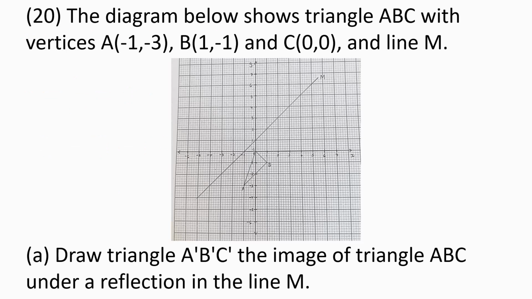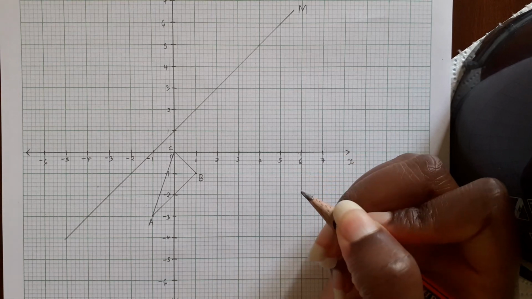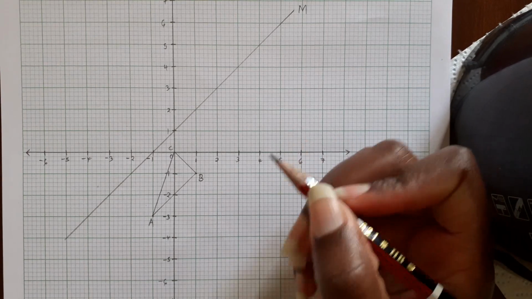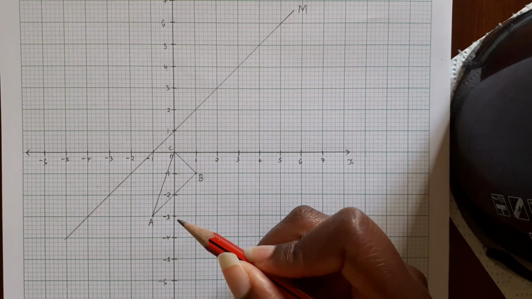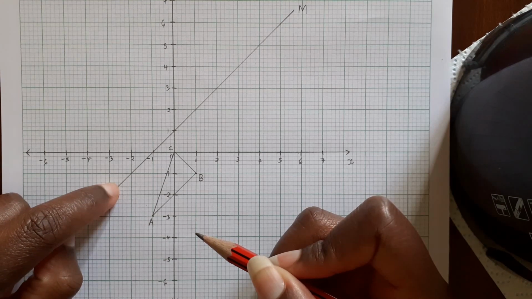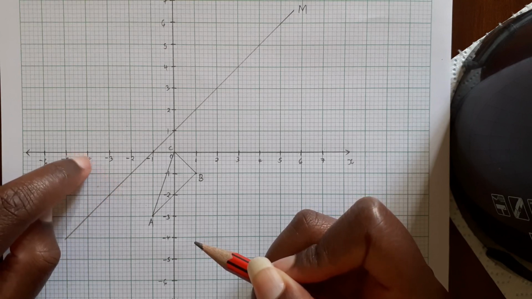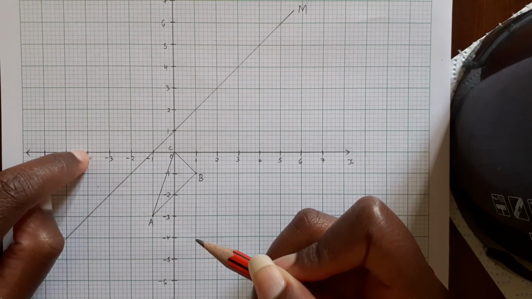Question 20. The diagram below shows triangle ABC with vertices A (-1, -3), B (1, -1), and C (0, 0), and line M. Part A. Draw triangle A prime, B prime, C prime, the image of triangle ABC under a reflection in the line M. The first step is to identify the reflection points of the triangle. So for point A, since we have (-1, -3), its reflection from point A to line M will come to this point, which is (-4, 0).